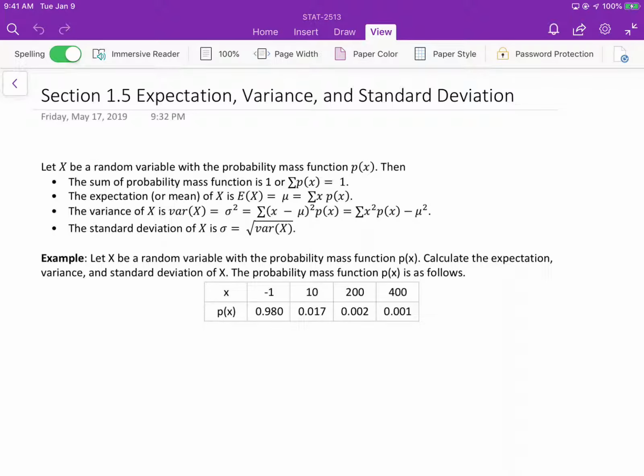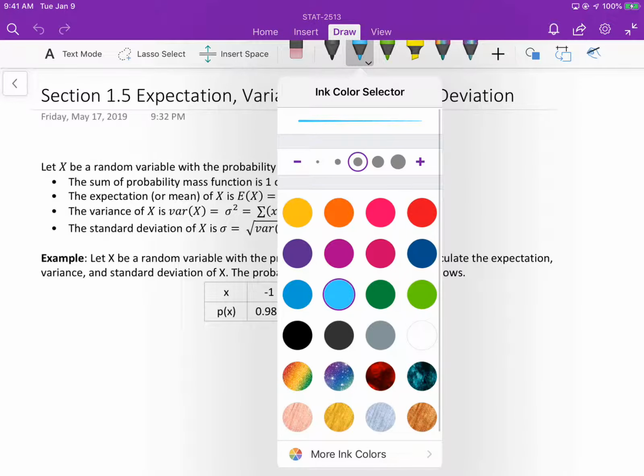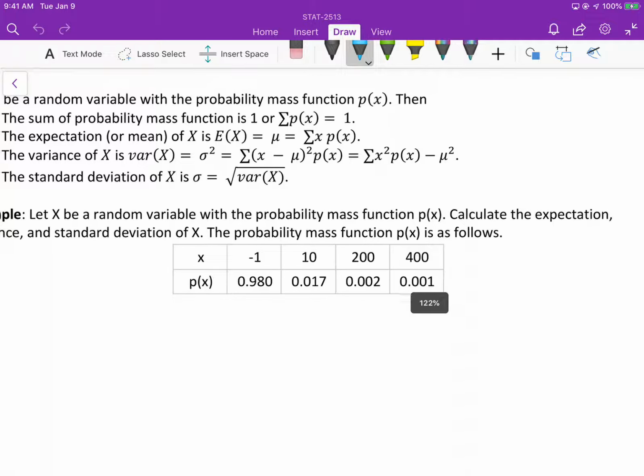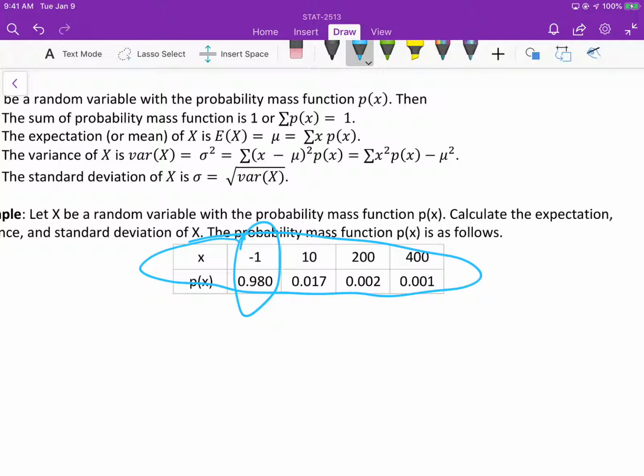I will use this example to demonstrate how to calculate expectation, variance, and the standard deviation of a random variable. Let x be a random variable with the probability mass function p of x. The information is usually represented as this kind of a table. You can see the first row lists all the possible values of x, and the second row lists p of x. So basically, each p of x is the corresponding probability for each of the possible values of x.